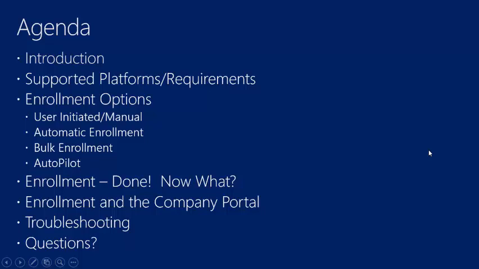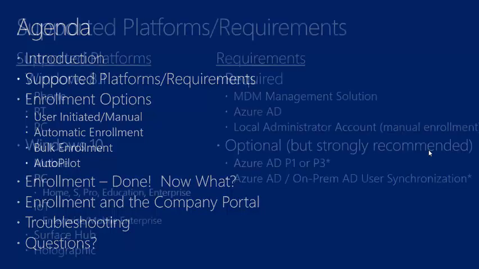Just want to talk through, from a Windows perspective, supported platforms, some of the requirements that are involved, and go through the 4 enrollment options that are available for Windows devices. Then we'll turn the page and, after we talk about enrollment, ask the question, okay, now what? We've got the device enrolled and so forth. Talk about the company portal in relationship to the enrollment process, and finally wrap up with a bit about troubleshooting, and again, specifically the enrollment process on Windows devices.